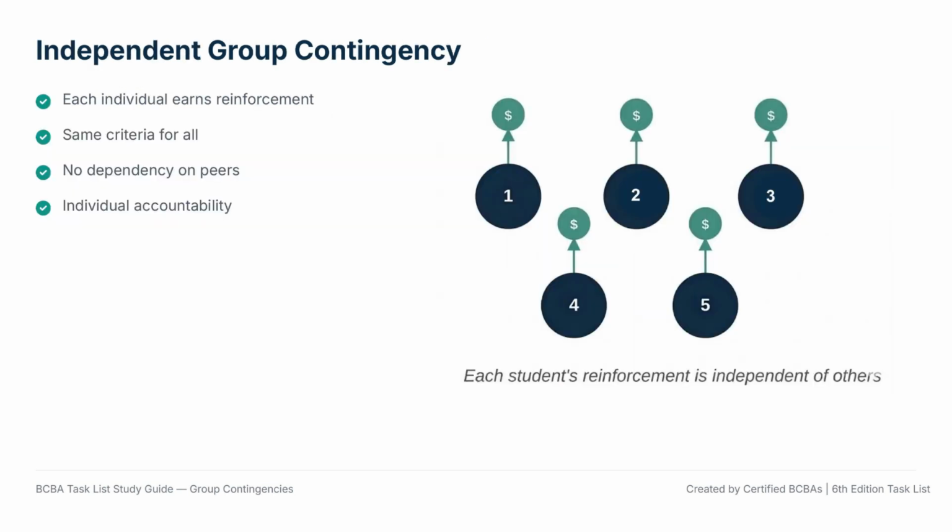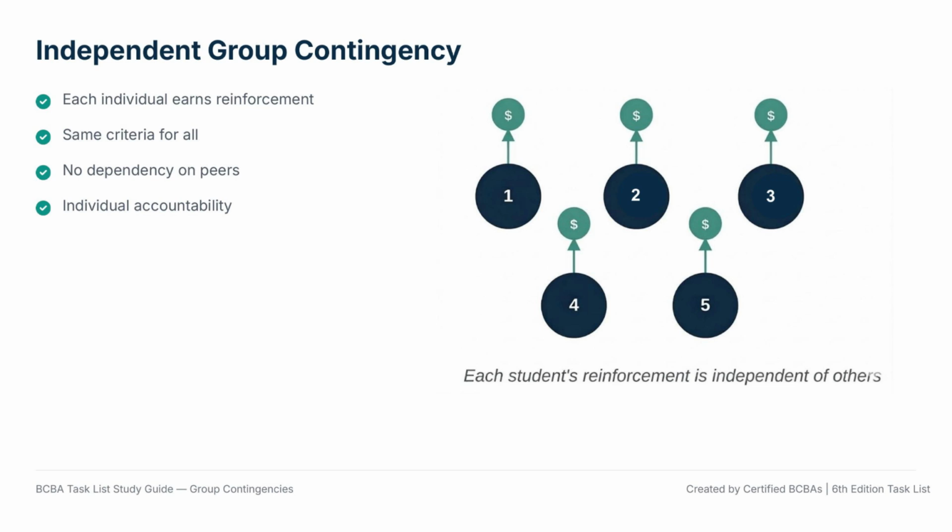Let's start with independent group contingencies. In this arrangement, each individual earns reinforcement based on their own behavior. All participants are exposed to the same criteria, but reinforcement is delivered independently. There is no dependency on peers, meaning one student's performance does not affect another's outcome. This system emphasizes individual accountability, even though it occurs in a group setting. This approach is ideal for environments where individual performance is paramount, allowing each participant to focus on personal achievement without external dependencies.